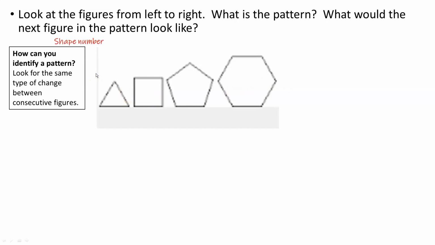So if these are our shape number, this is shape number 1, shape number 2, shape number 3, and shape number 4. And we want to know what shape number 5 is. So the number of sides for shape number 1 is 3. And the number of sides for shape number 2 is 4. 5 sides for shape 3, and 6 sides for shape 4. So we need to know the number of sides for shape 5. Right, it's going to be 7.